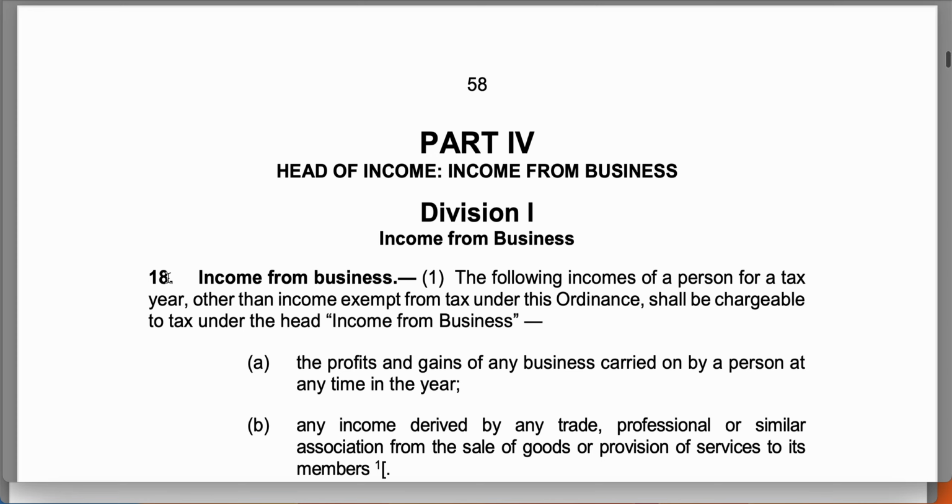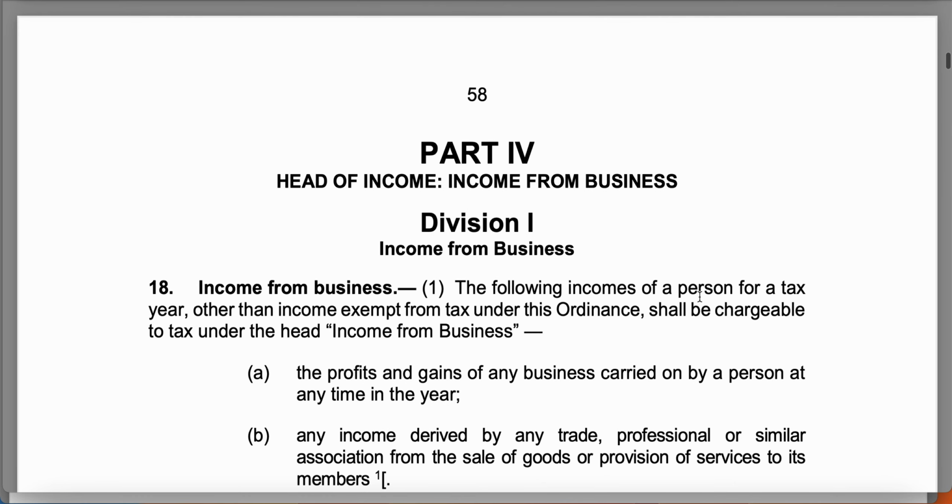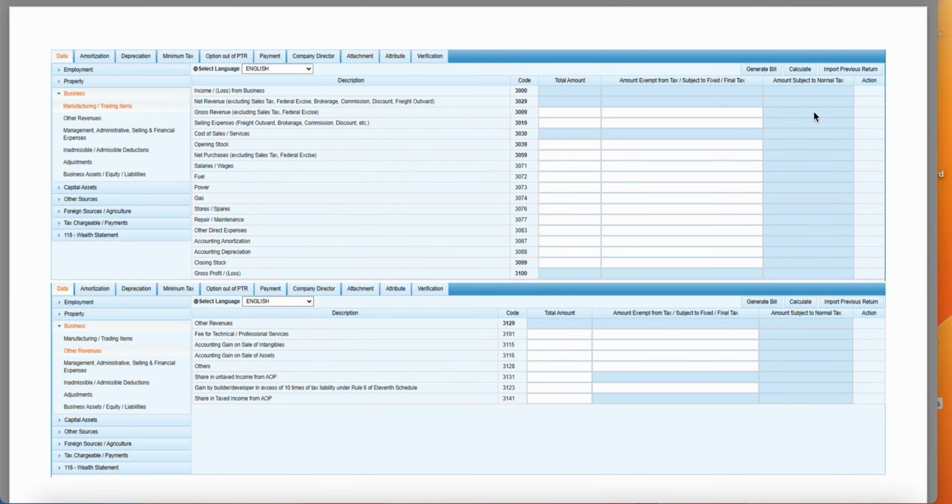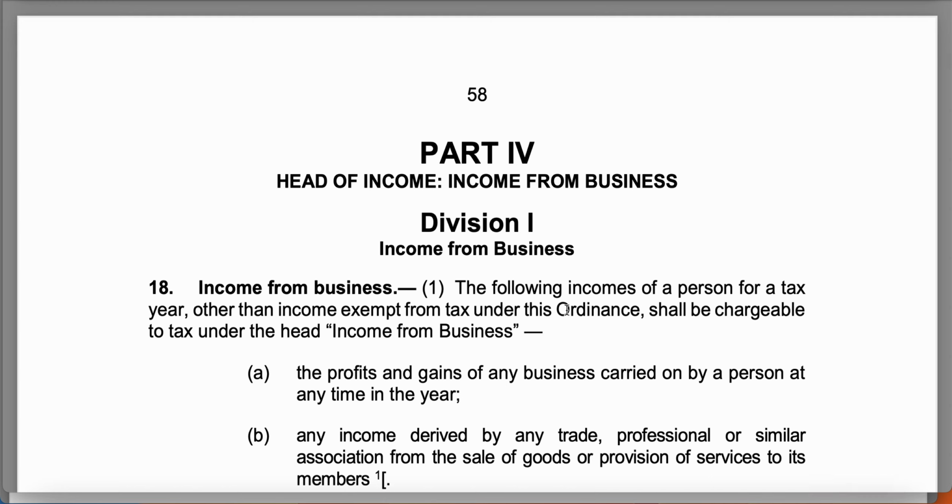For this, we'll go through the definition of income from business, Section 18 of the Income Tax Ordinance 2001. The following incomes of a person, meaning a sole proprietor, partnership, or company, for a tax year, other than income exempt from tax under this ordinance, meaning the income which will come under here, because normal taxation will only be charged for incomes which are entered here. If you enter 52 million here and then you enter 52 million here, the amount subject to normal tax will be zero. So all amounts that are exempted, all business incomes, are then entered here also, and they do not go under normal taxation. So that is why it says the following income of a person for a tax year, other than income exempt from tax under this ordinance, shall be chargeable to tax under the head income from business in the tax return.